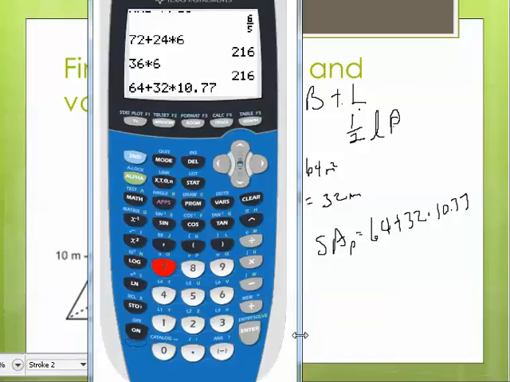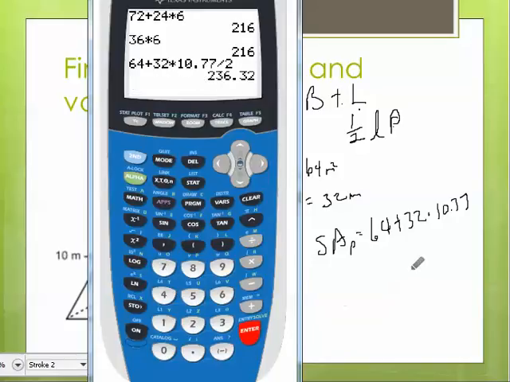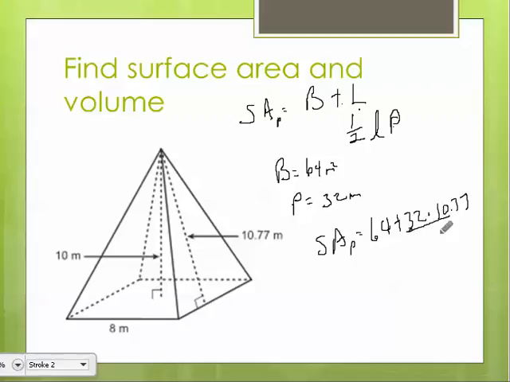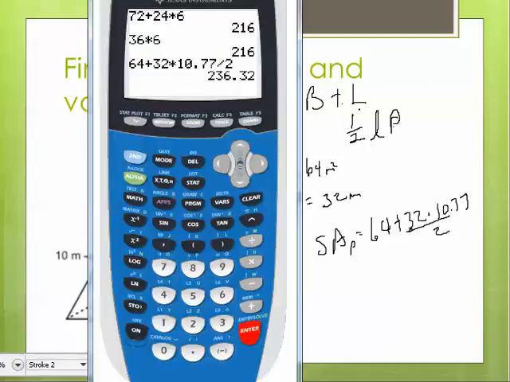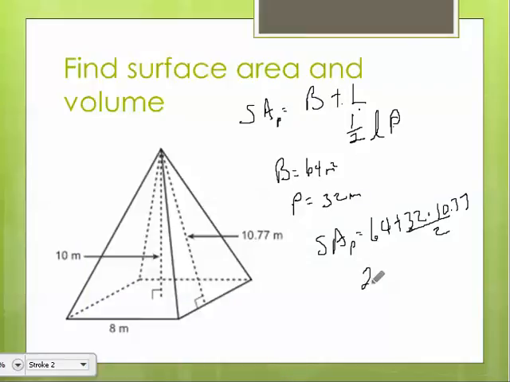Oops, I forgot the 1/2 there somewhere. Divided by 2. Okay? I forgot the 1/2 here. And what did I get as a number there? I got 236.32 meters squared. So let's figure out the volume in this situation.